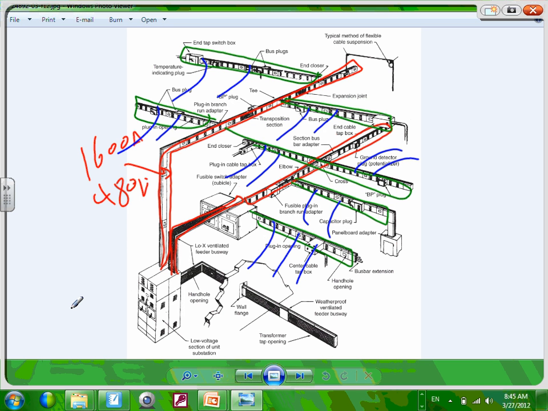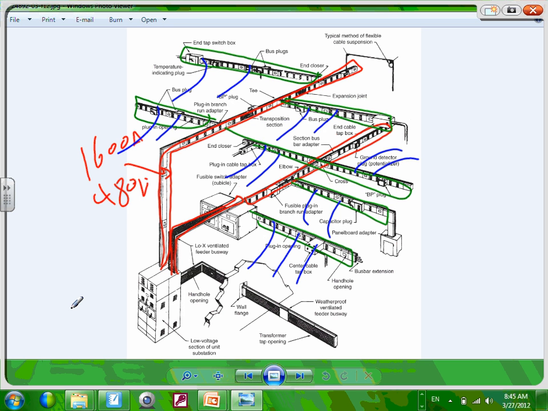Plug-in busways are pre-manufactured, where every 2 to 3 feet or so you can plug in a load. Feeder busways, you can only take power at a predetermined section. You can't just take power every 3 feet. Usually every 10 or 12 feet, if you want to tap out of this feeder, you have to have a big junction box and tap out of this feeder busway.